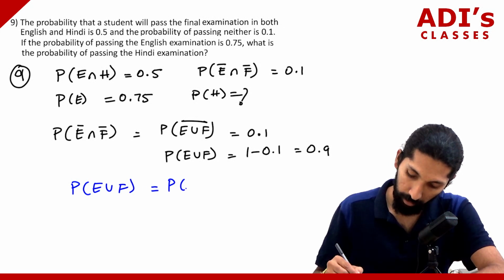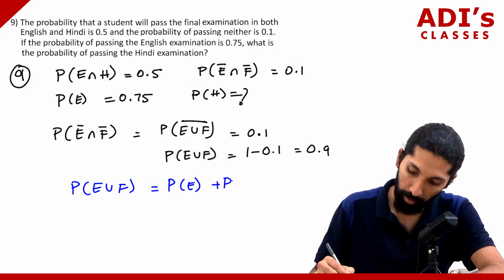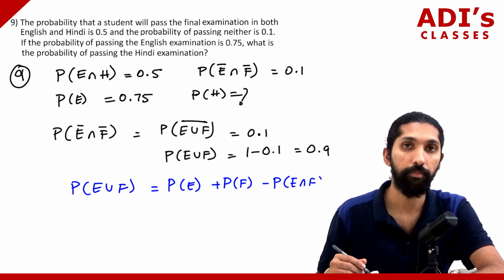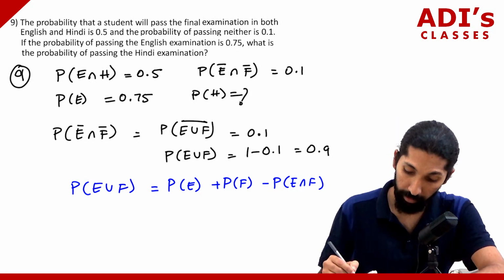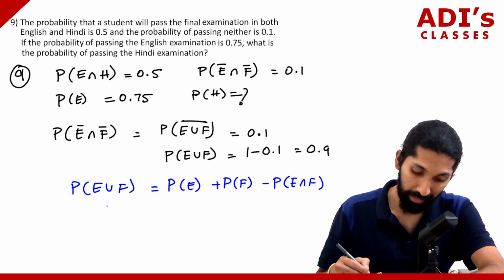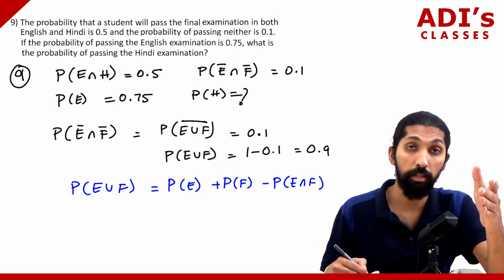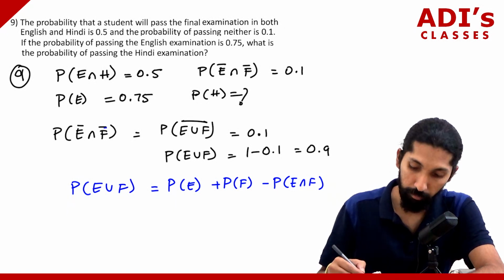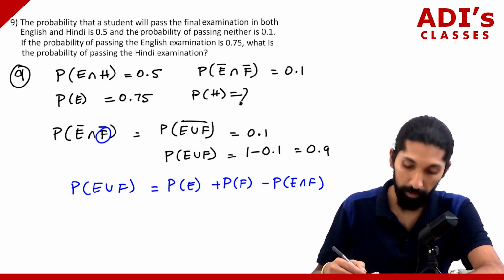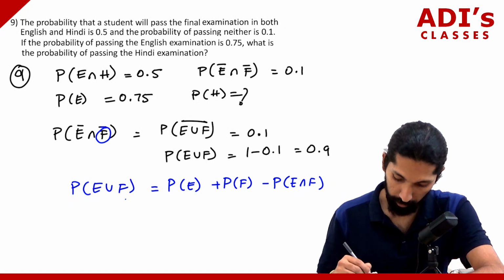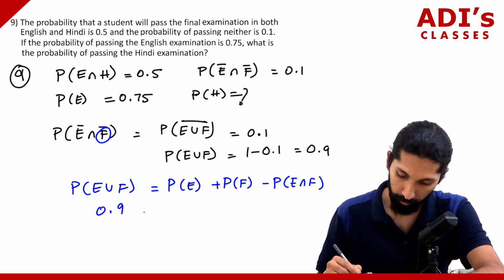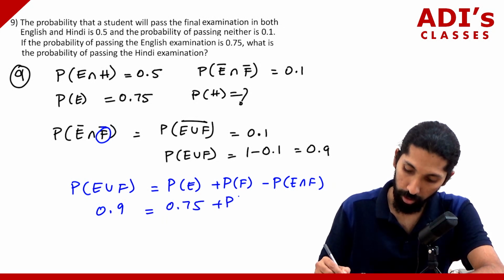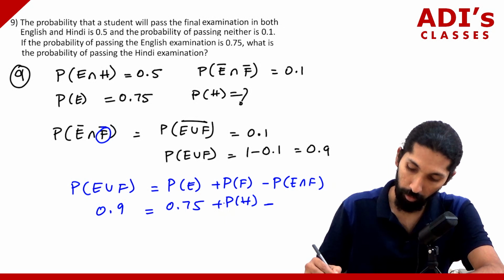Right? The formula is P of E union F is P of E plus P of F minus P of E intersection F. Now, sorry, it's Hindi, so not F. It's going to be E union H. So everywhere this is not F, this is supposed to be H. So 0.9 is equal to 0.75 plus P of H minus 0.5.